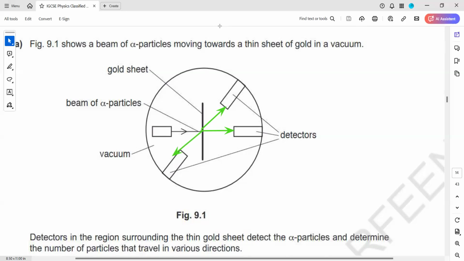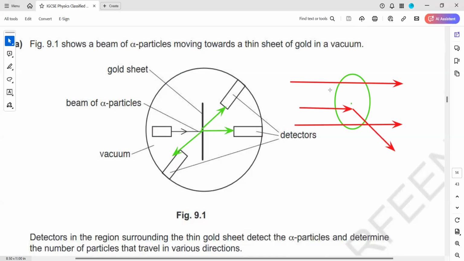So this is representing an atom and the dot here is representing a nucleus. If it's passing far from the nucleus, it will pass straight. Closer to the nucleus changes the direction. If it hits the nucleus, it will go back, bounce back.